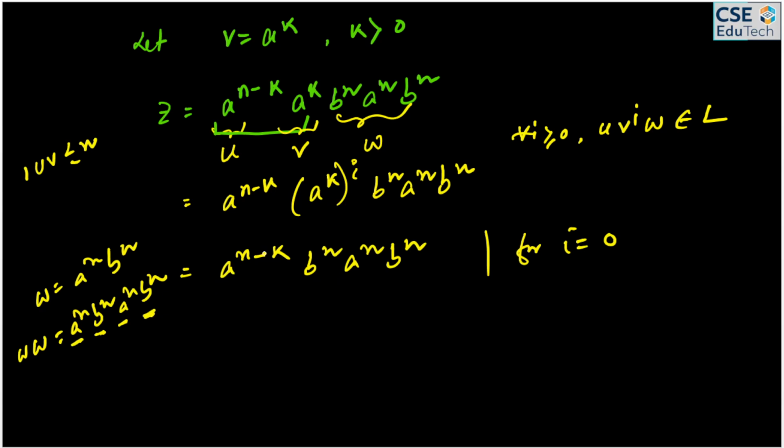So the pattern here looks like this: A to the power n minus K, B to the power n, A to the power n, B to the power n. But n minus K is not equal to n. Why not? Because K is greater than 0. So if at least K equals 1, then n minus 1, obviously, is not equal to n. So it will not follow this pattern of same number of A followed by same number of B. So we can conclude that this language L is not regular.